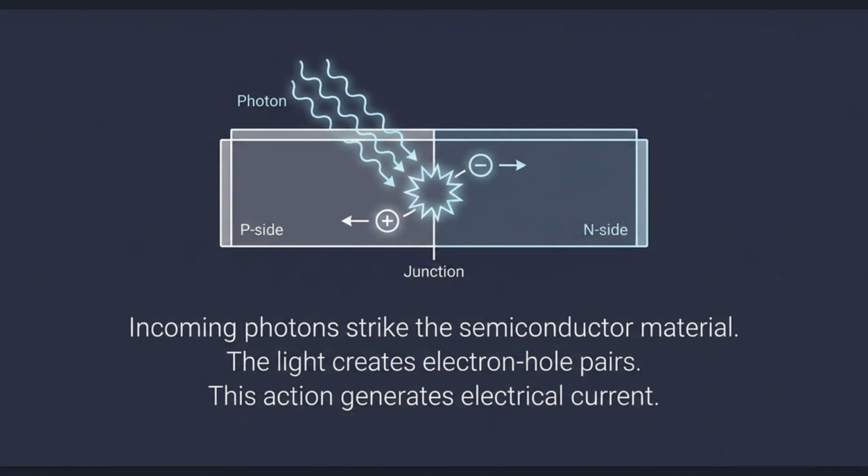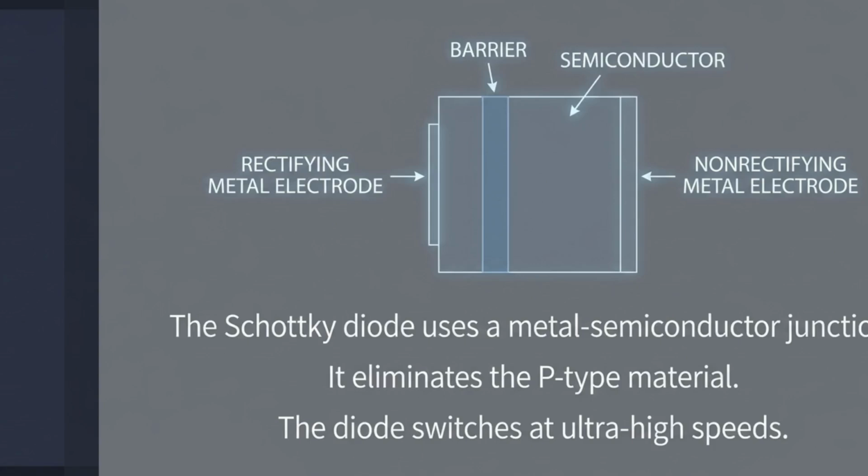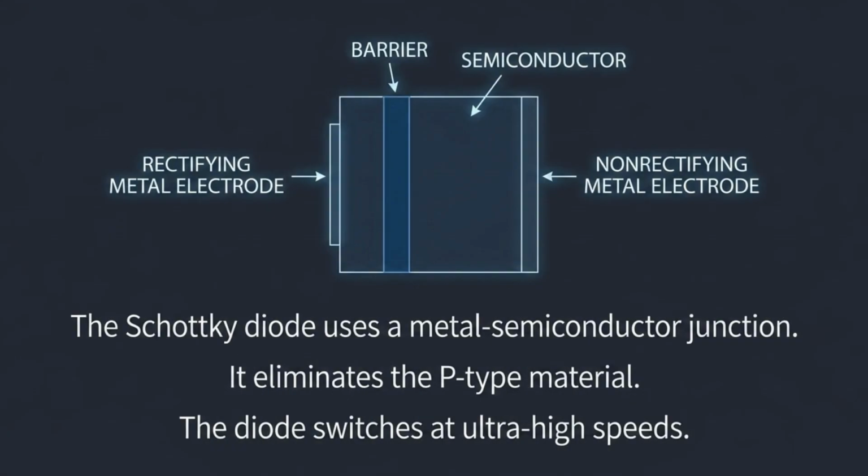Conversely, a photodiode utilizes incoming photons to strike the semiconductor material. This action creates electron-hole pairs, which generate an electrical current. The Schottky diode features a metal semiconductor junction, eliminating the P-type material. This design allows the diode to switch at ultra-high speeds.